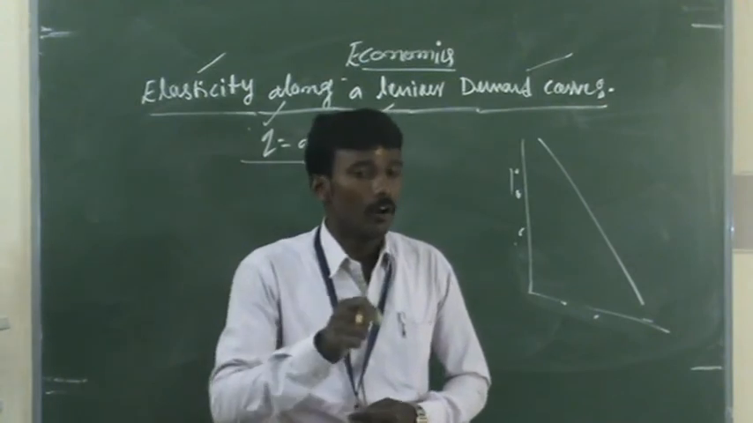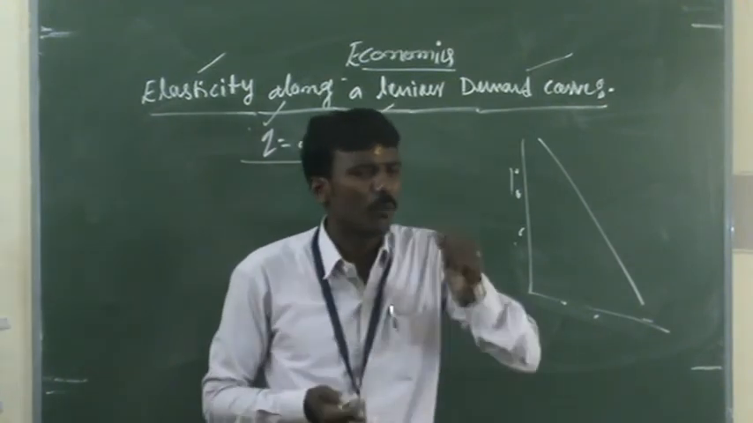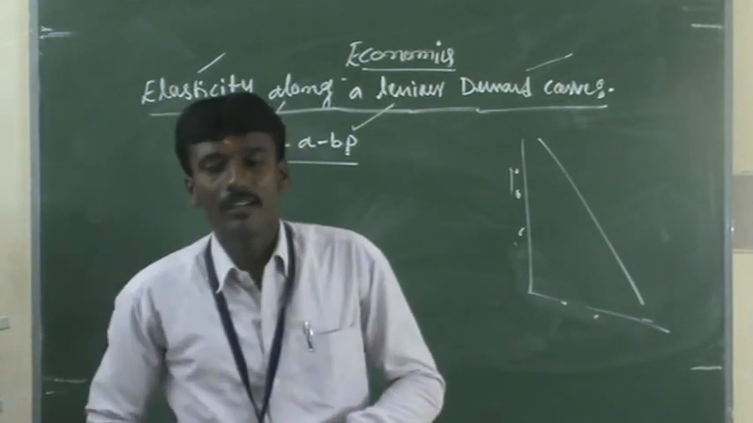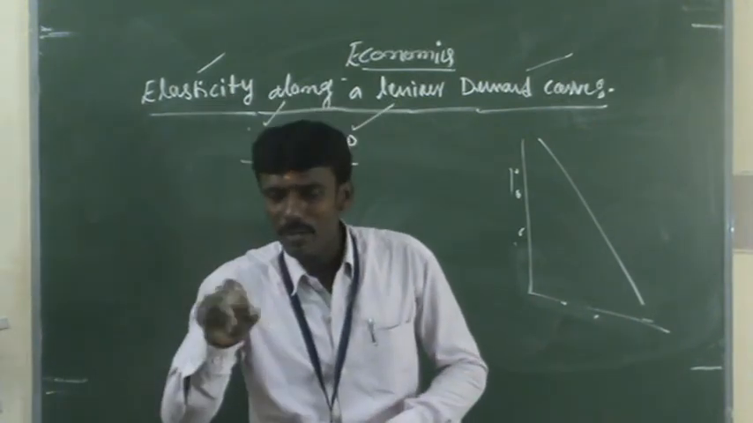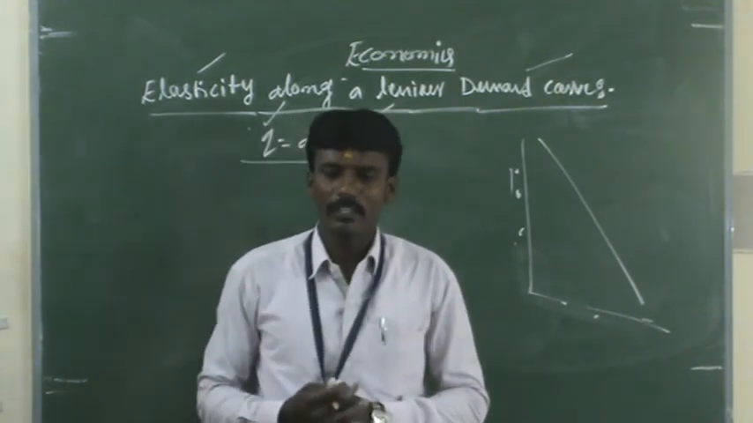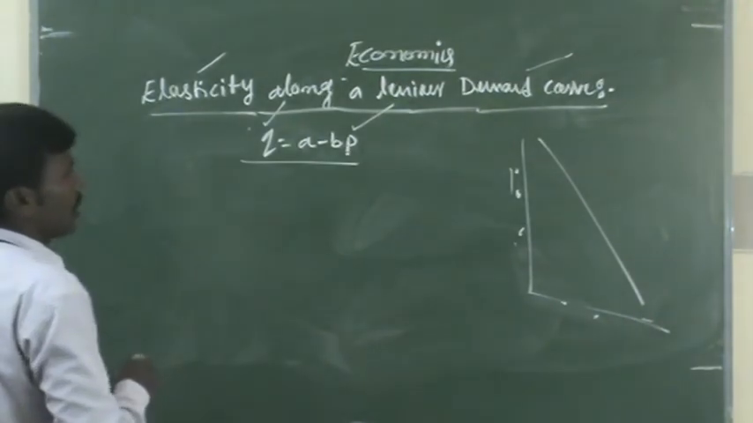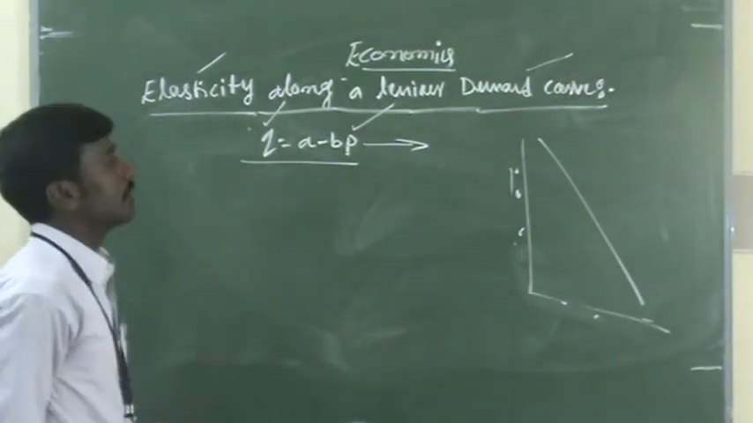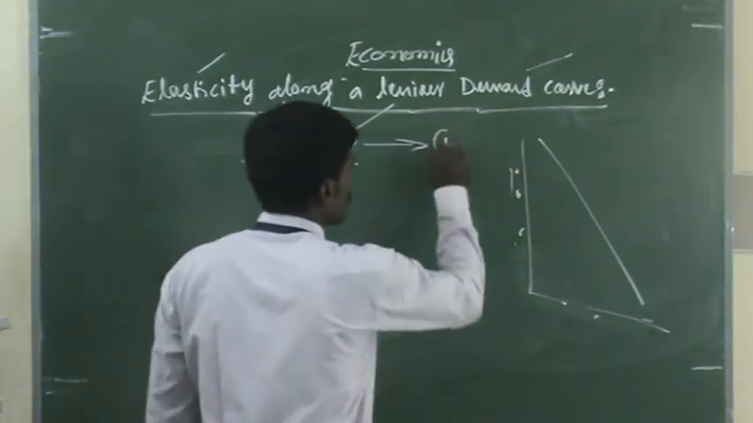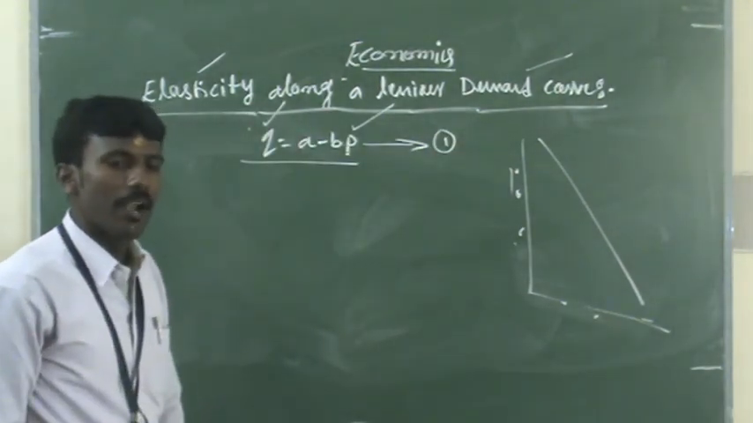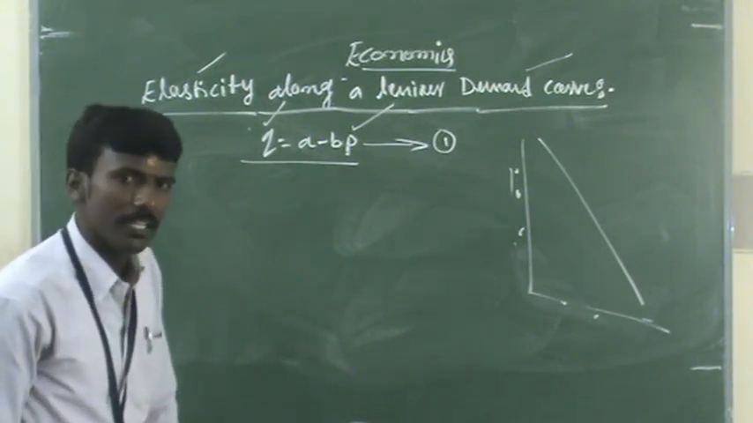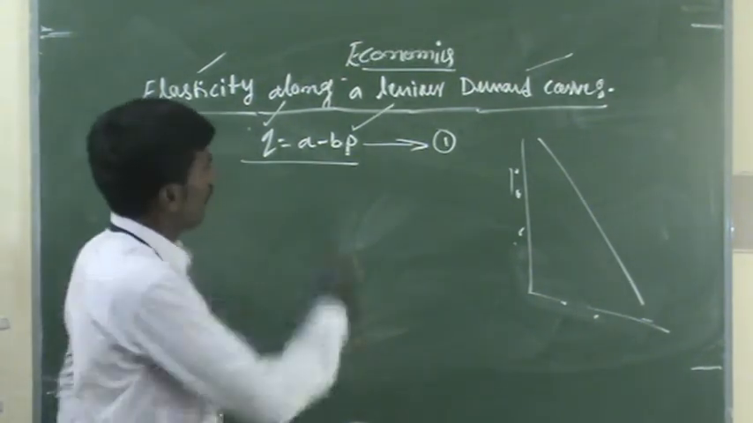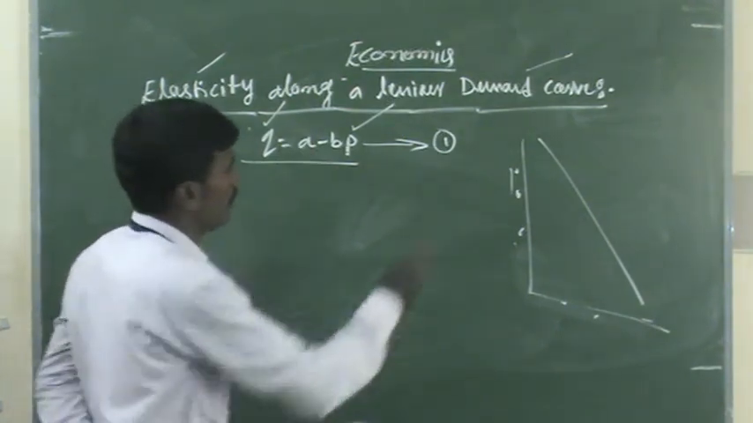At any price on the demand curve, even a small change, maybe 1 rupee to 2 rupees, 5 rupees, 6 rupees, leads to a change in the demand. Okay, so totally we have Q equals A minus BP, a linear demand curve equation. A one mark question may arise: what is the linear demand curve equation? Then you have to write Q equals A minus BP, and if you explain what Q and P are, you get 1 mark.